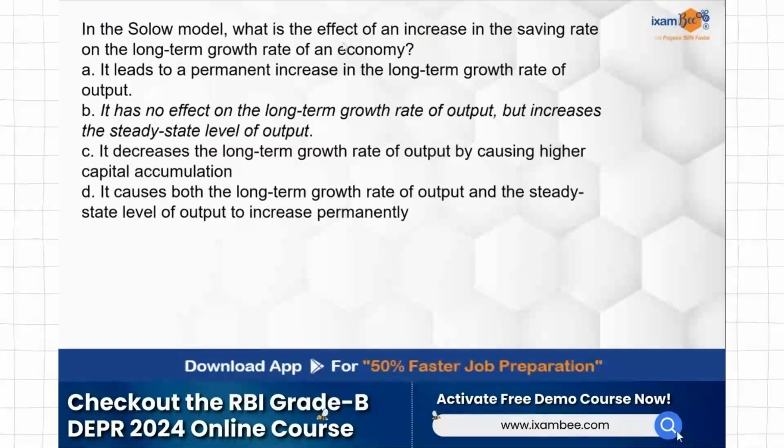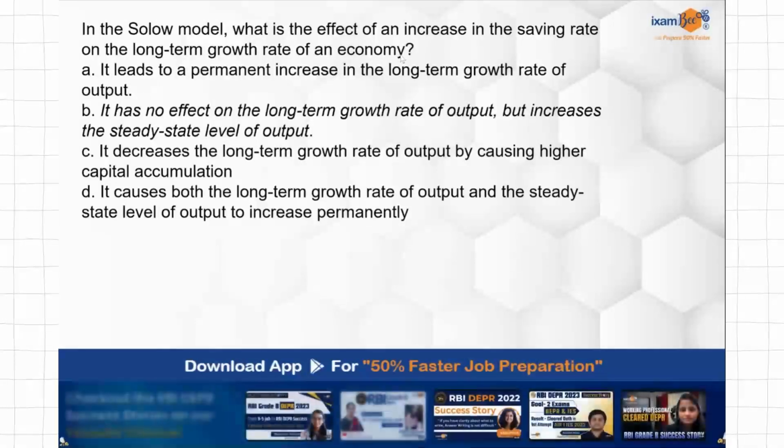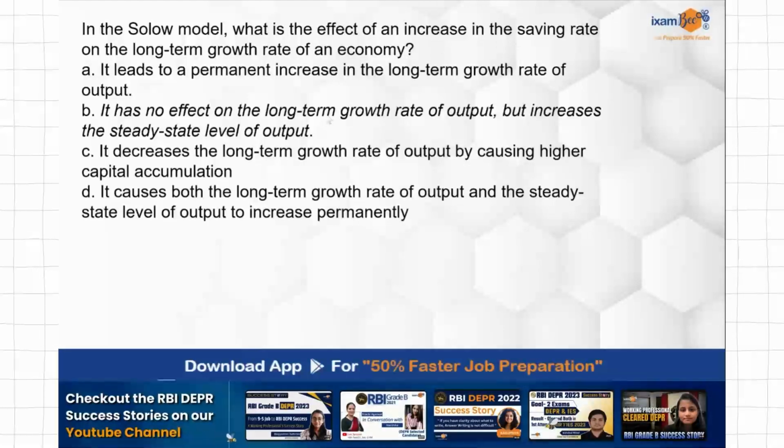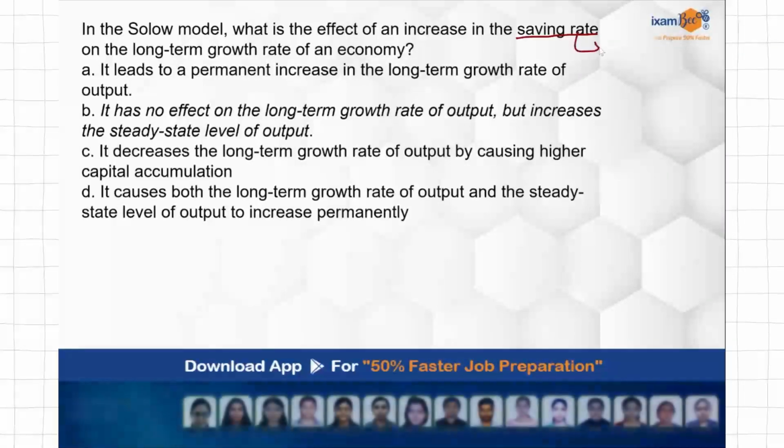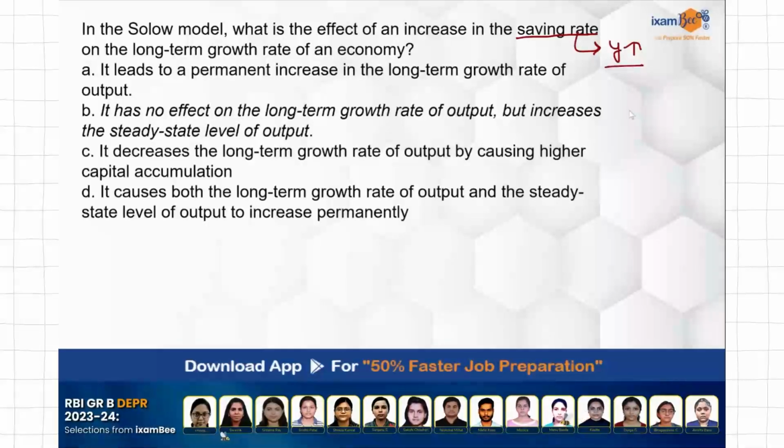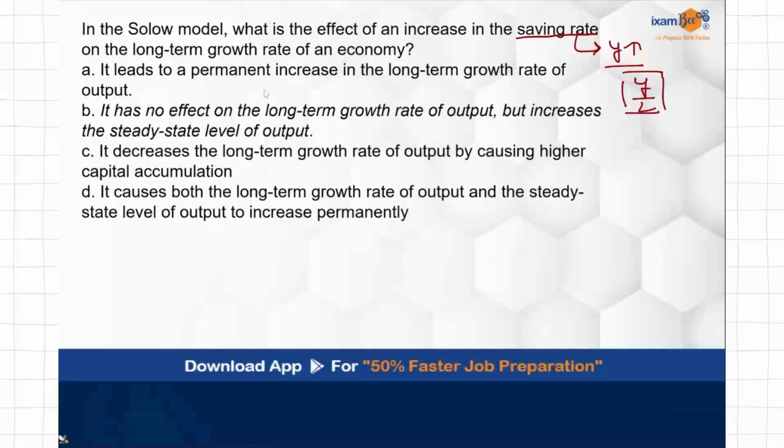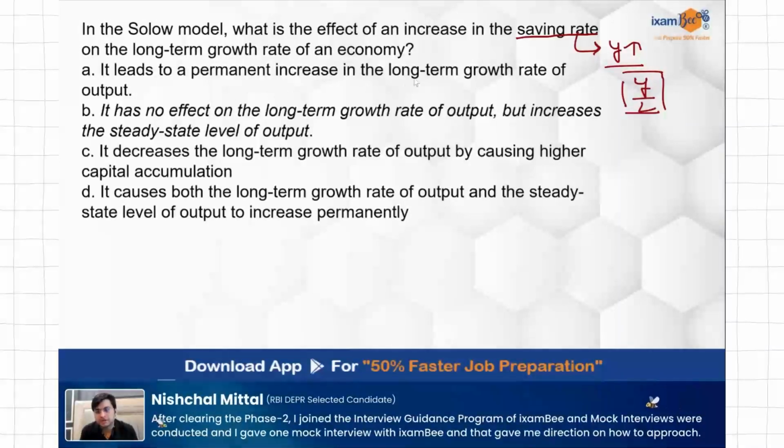In the Solow model, what is the effect of an increase in the saving rate on the long-term growth rate of an economy? So we all know that when your saving rate increases, first of all, there is the level effect. Because of the level effect, your output tends to increase. But once we have reached the new steady state, your output per capita will again be constant, right? So let's see the options. It leads to a permanent increase in the long-term growth rate of output. It has no effect on the long-term growth rate of output, but increases the steady-state level of output.